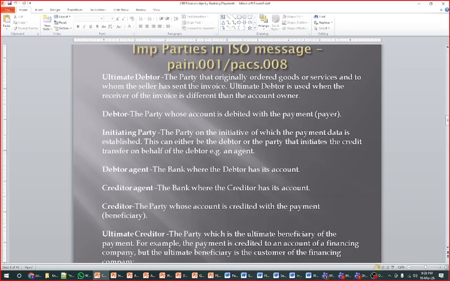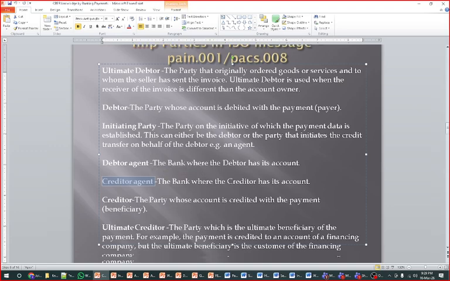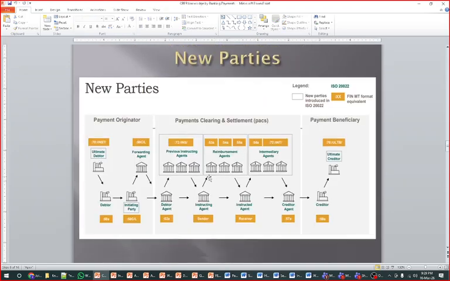Okay, what are the different parties involved in pacs or pain messages? These are newly introduced parties, for example, debtor agent and creditor agent. Debtor agent means the sender of the payment, and creditor is the receiver or beneficiary of the payment. Agent is no more called a bank. We don't call it a bank, it's called an agent now. So we are going to discuss this concept in a detailed manner.